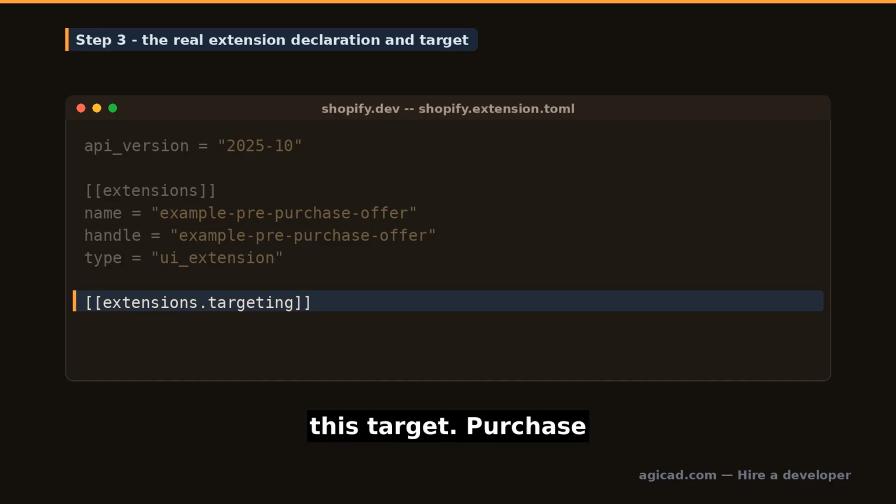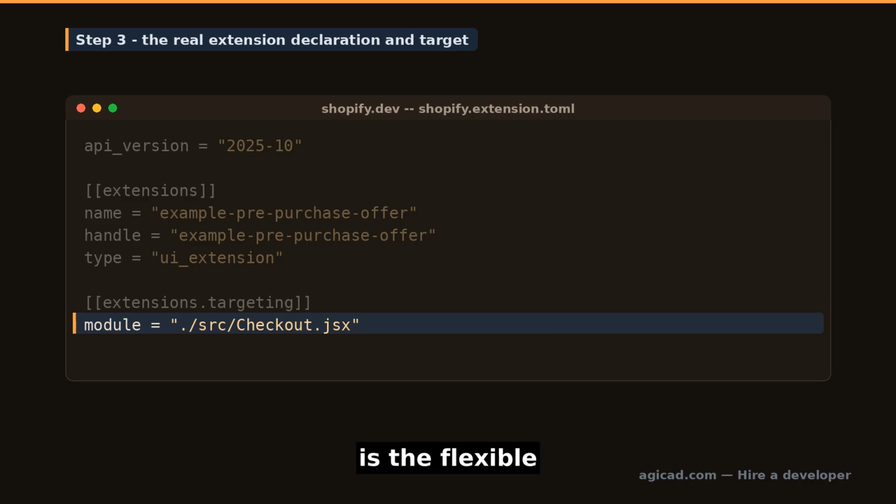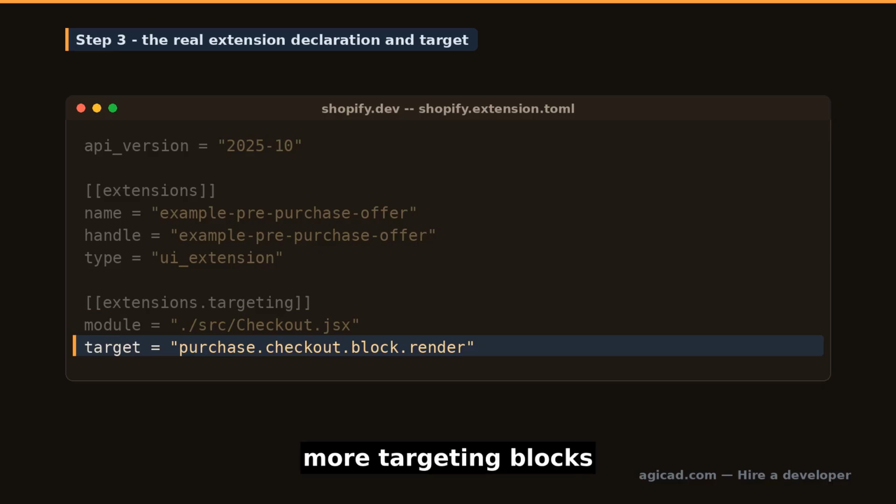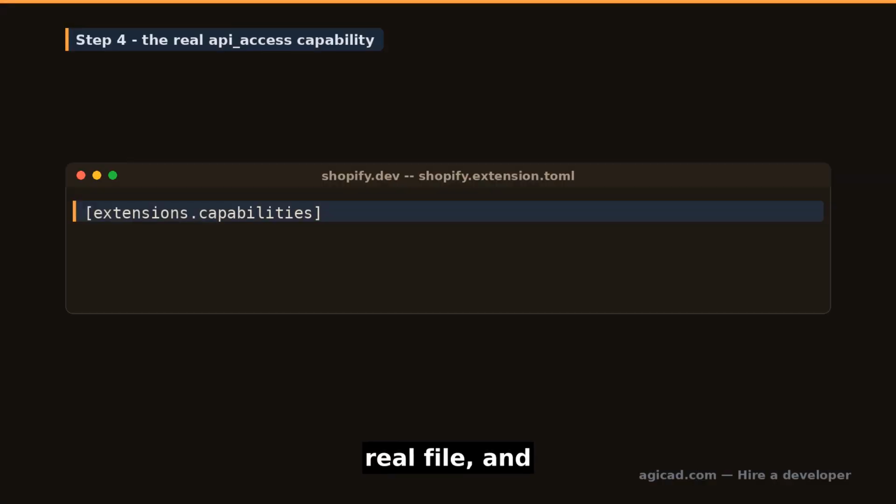purchase.checkout.block.render is the flexible target from last episode, the one that lets merchants drag the extension wherever they want in the checkout editor. Declare more targeting blocks and the same extension can render in several places at once. Now, a few more lines of the same real file, and they change what the extension is allowed to do.